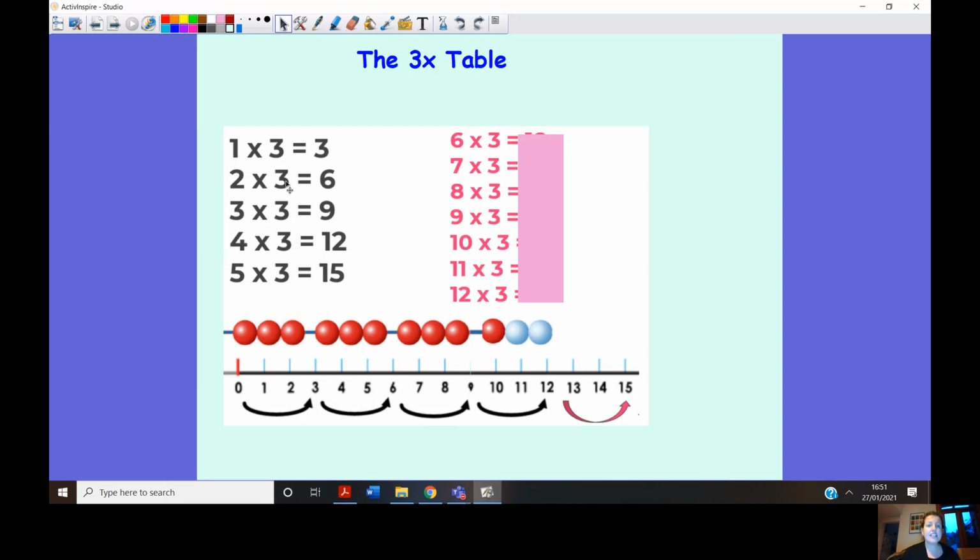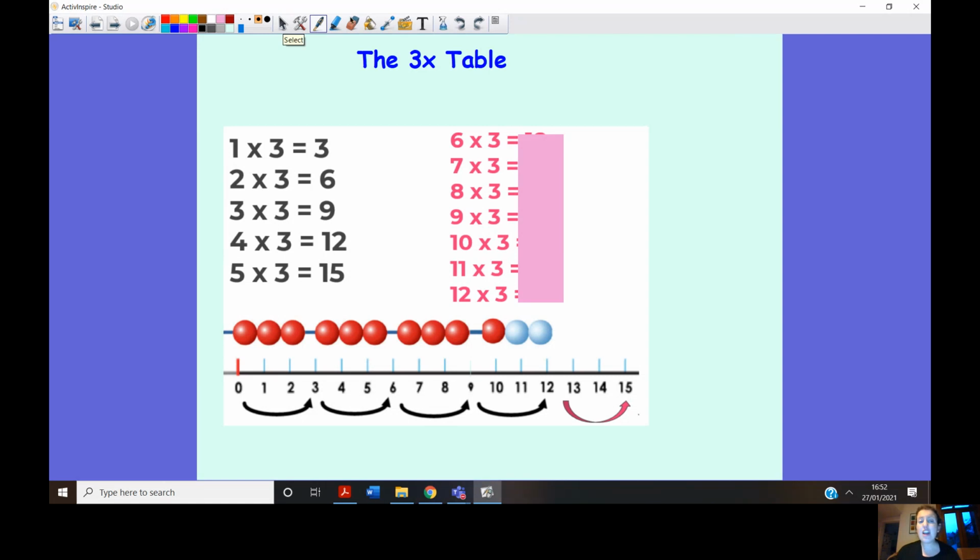2 groups of 3 is equal to 6. Therefore, knowing that multiplication is also repeated addition, 3 add 3 is equal to 6. 3 add 3 add 3 is equal to 9. There's something else I want you to take a look at. 3, 6, 9, 12, 15. Odd, even, odd, even, odd. I think there seems to be a potential pattern. Do you think the next number is going to be an odd number or an even number?